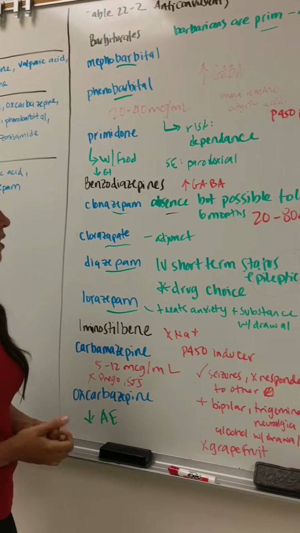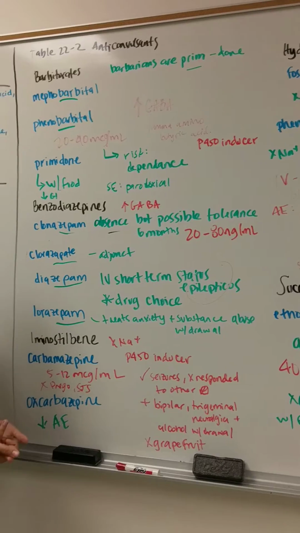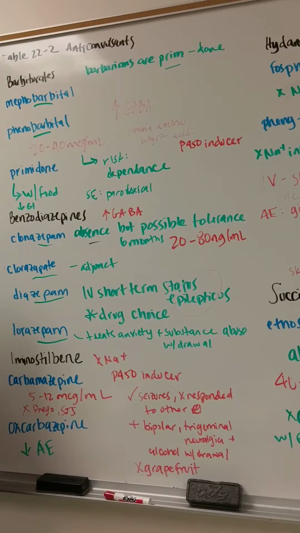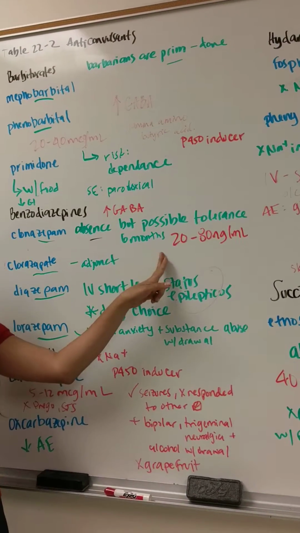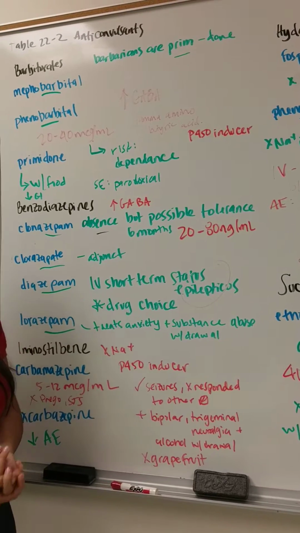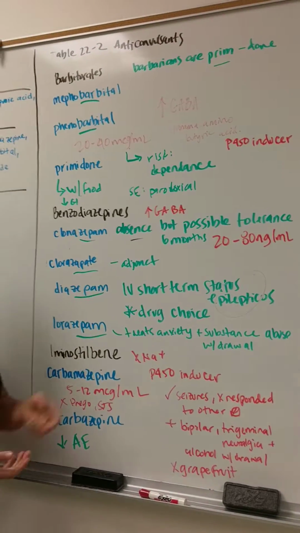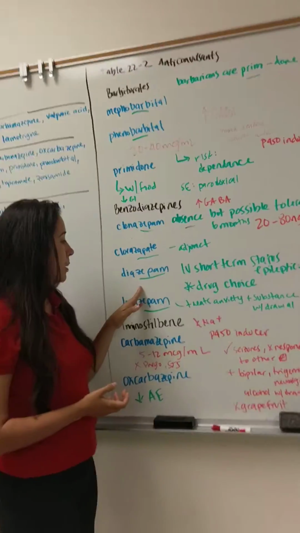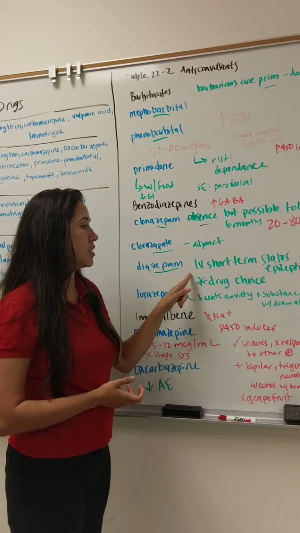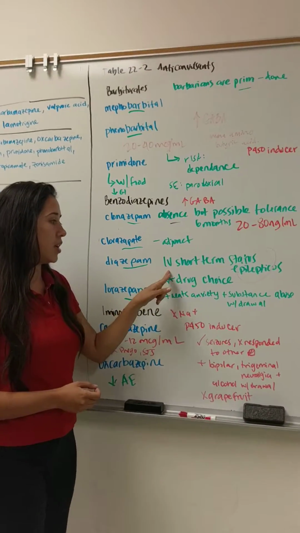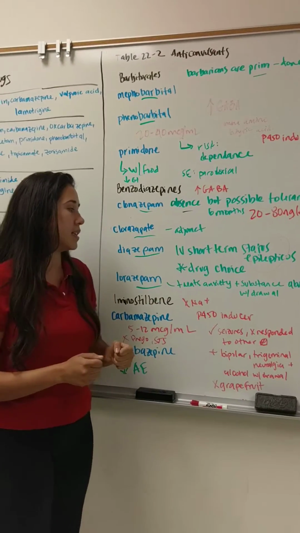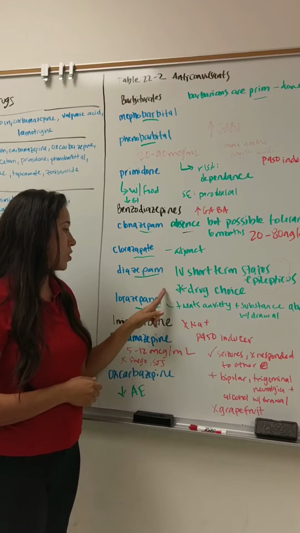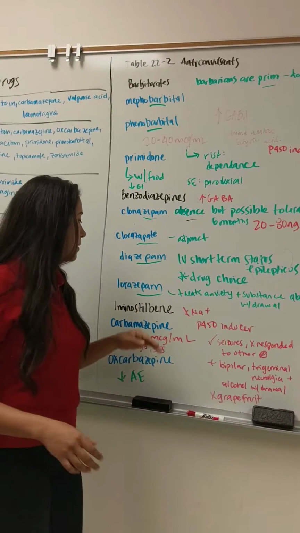First, clonazepam. This is for absence seizures that we talked about. But the problem with this is they might have a possible tolerance after 6 months of taking the drug. Its therapeutic range is 20 to 80 nanograms per milliliter. Clorazepate is used as an adjunct drug, in combination with other anticonvulsants. Diazepam is the one we're going to use for emergencies, for status epilepticus. It's IV and very short term, so after you give diazepam, you have to give another anticonvulsant, like maybe phenytoin. This is a drug choice when someone is having constant seizures.